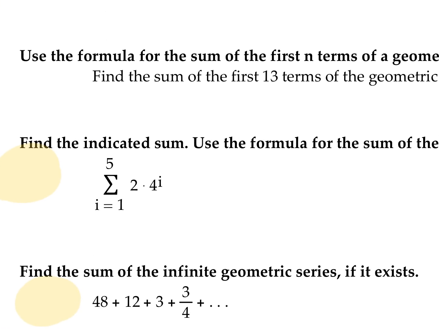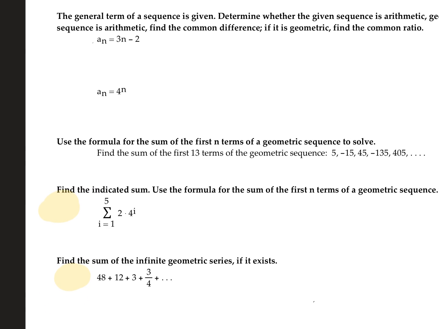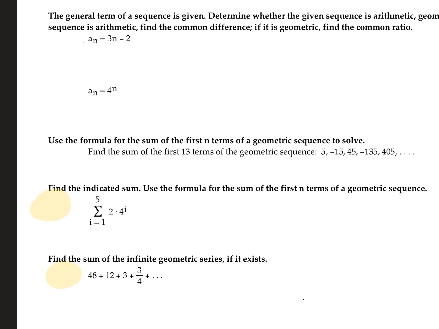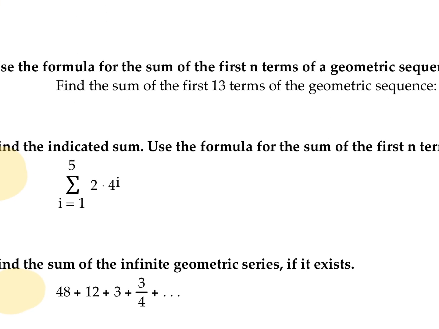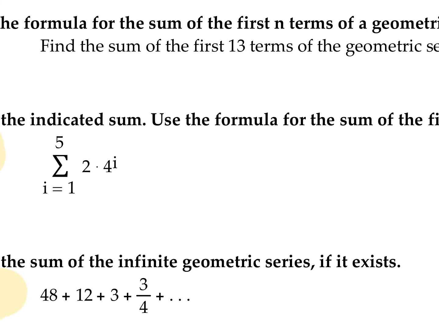All right, let's look at the one a little bit below. It says find the indicated sum. Use the formula for the sum of the first n terms of the geometric sequence. So is this finite or infinite? Finite, because it has a starting and an ending. If it was infinite, it would have the little infinity symbol or the dot, dot, dot. So this is finite, so we use our finite sum formula. So S sub n is equal to a sub 1 times 1 minus r to the power of n over 1 minus r.